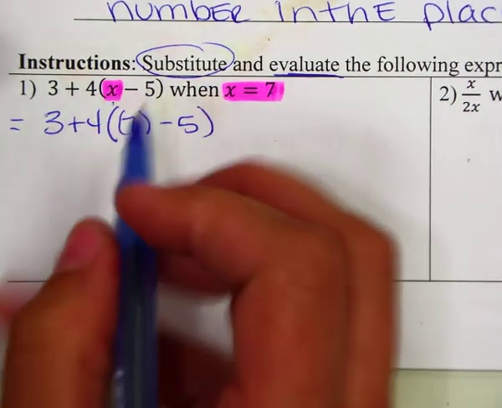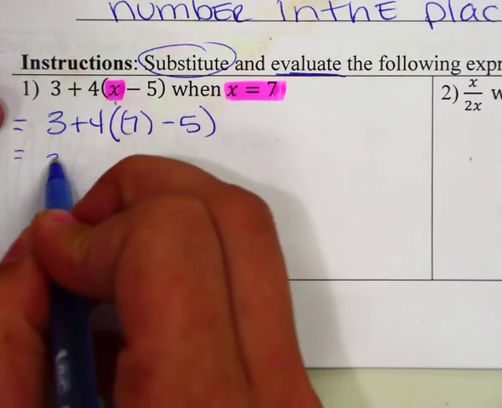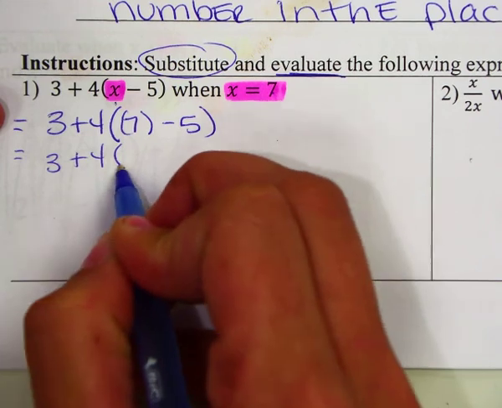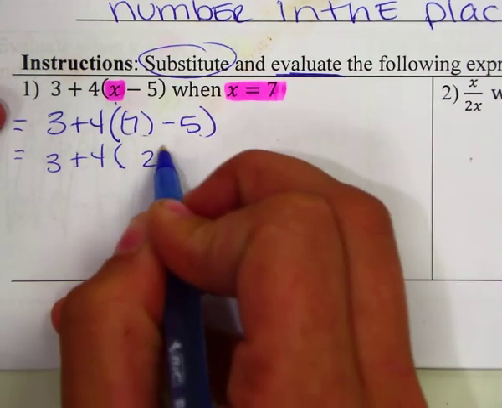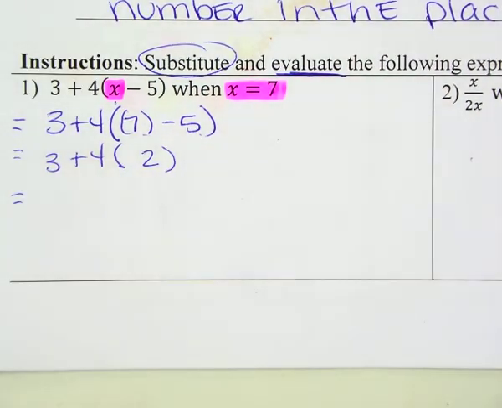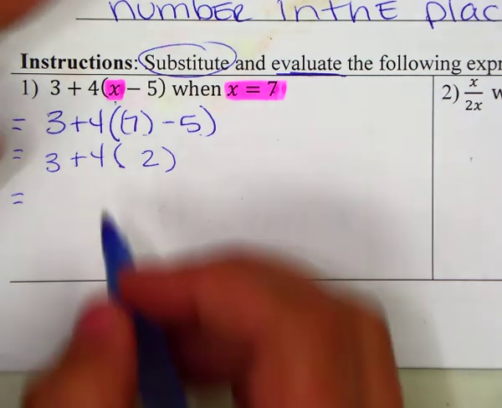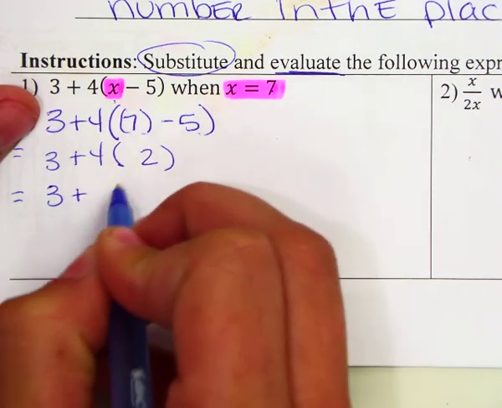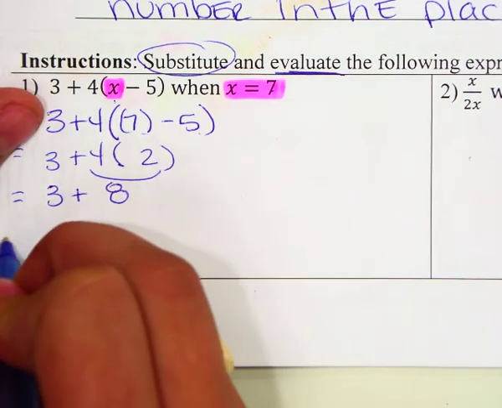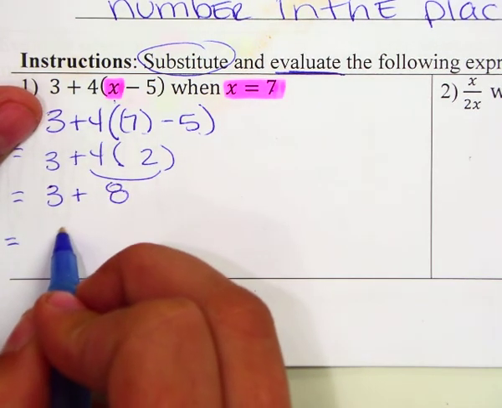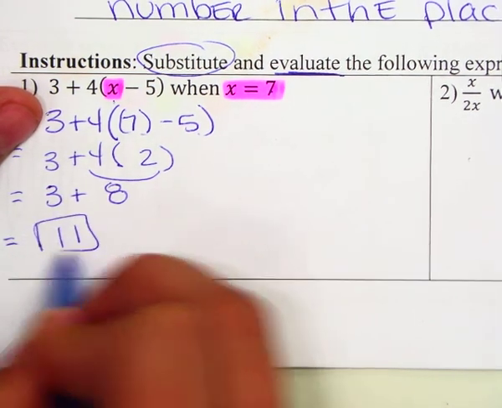Now I just simplify as normal. This will be 3 plus 4 times the quantity, 7 minus 5, which is 2. Then we're going to go ahead and do the multiplication. So 3 plus 8. Lastly, addition. 3 plus 8 is 11.